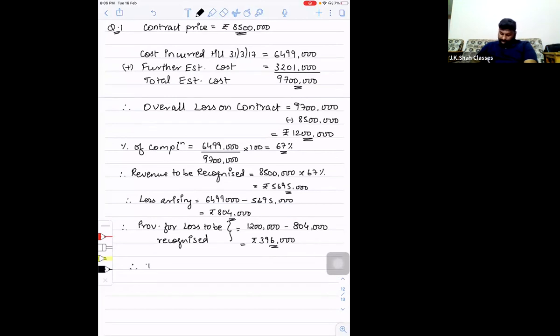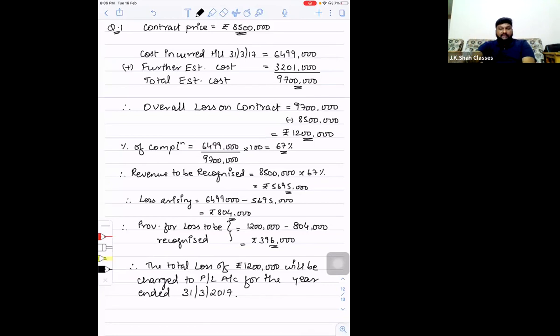So therefore, the total loss of rupees 12 lakh will be charged to P&L account for the year ended 31st March 2017. So this will be your complete solution for question number 1. I hope you have copied question number 1. Now let us go ahead.